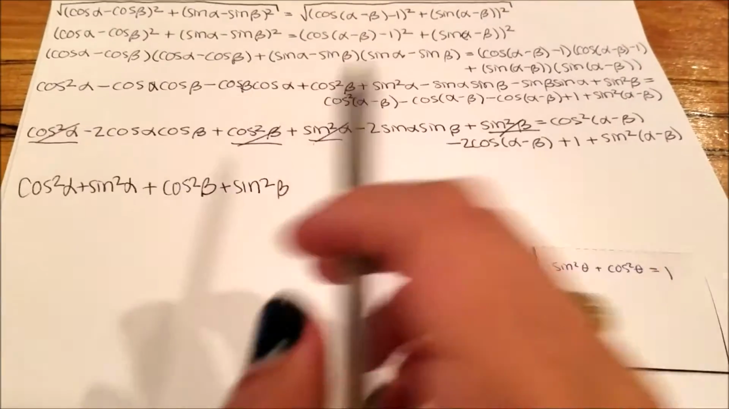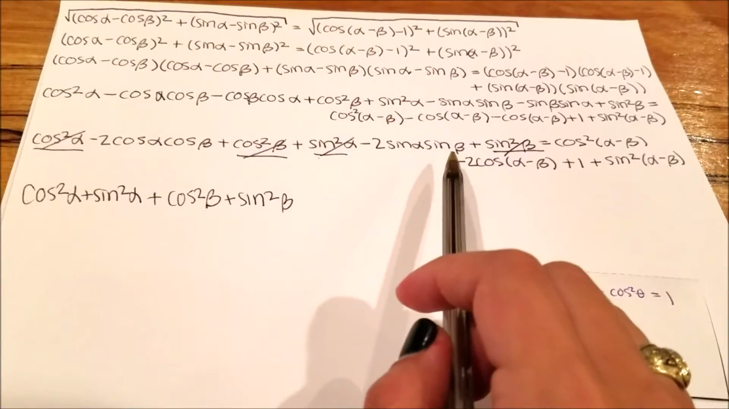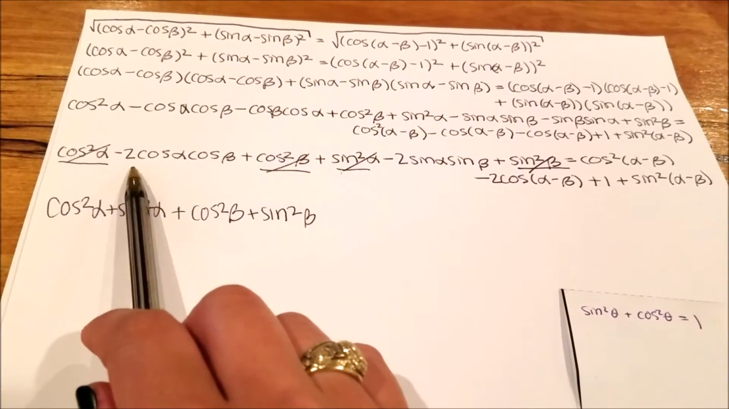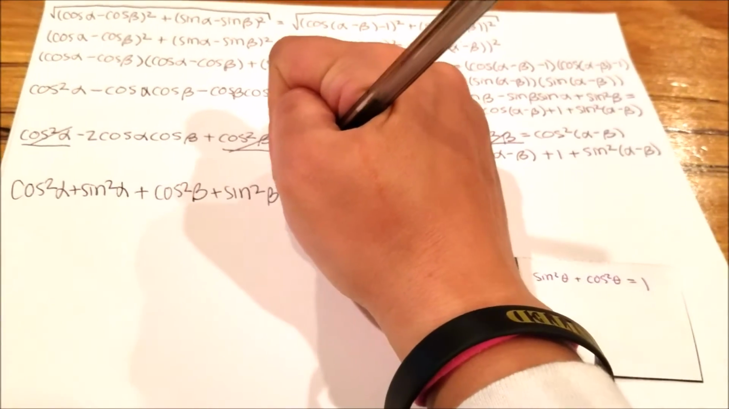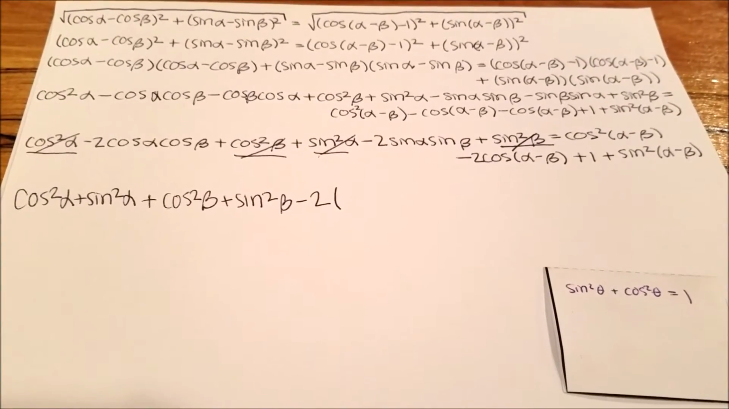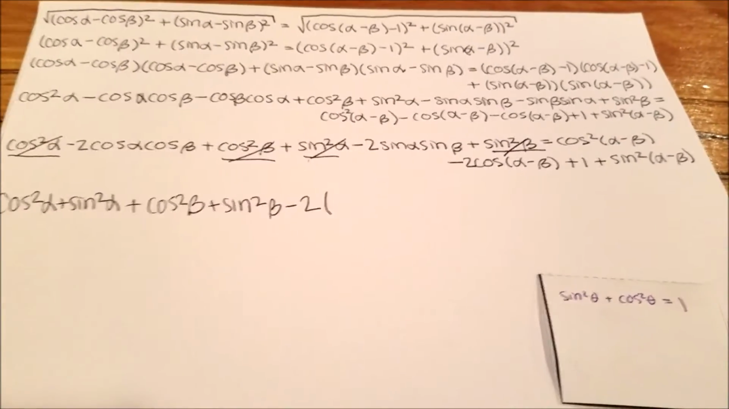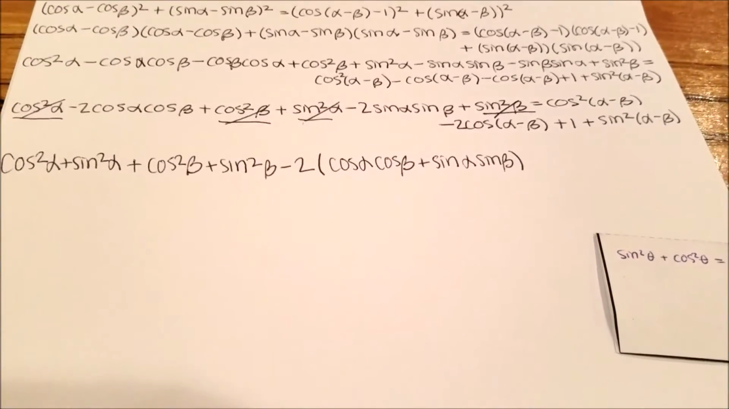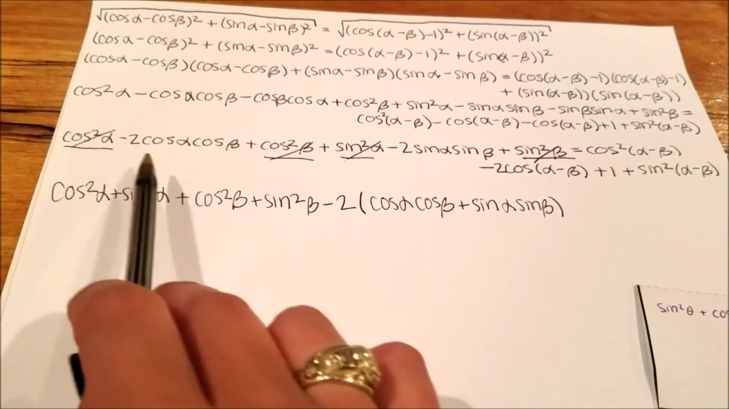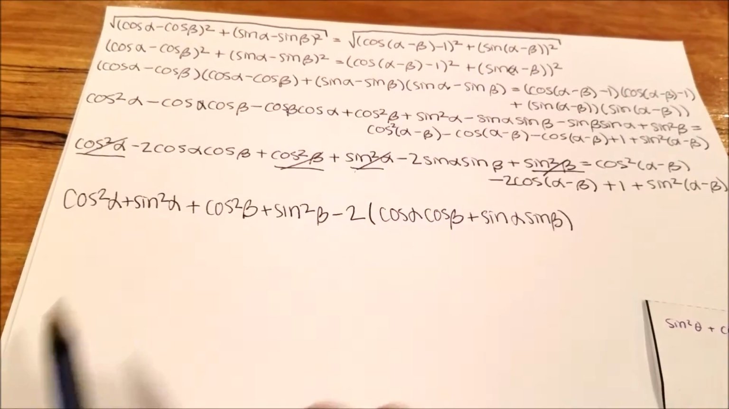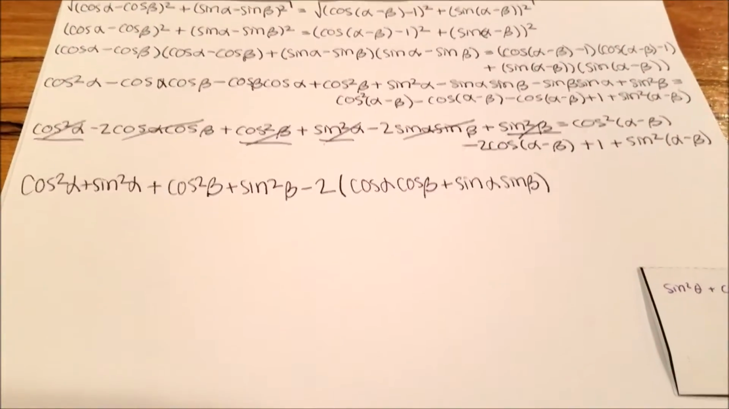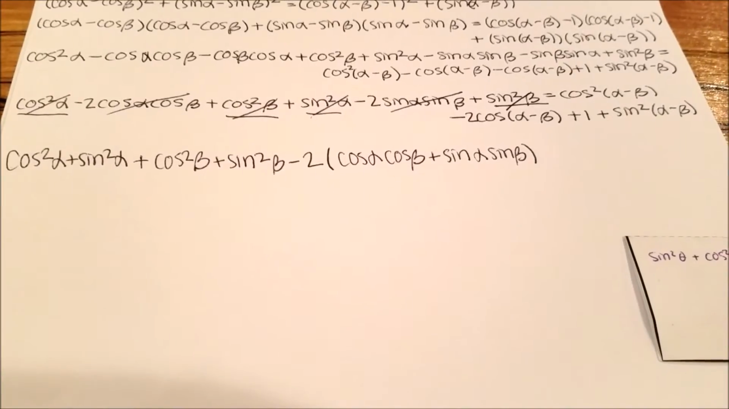If I look at the second two pairings, they both have a -2 as a coefficient in front. So what I'm going to do is write a -2, and then in parentheses I'm going to put cosine alpha cosine beta plus sine alpha sine beta. As you can see, if I were to distribute the -2 back into the cosines and the sines, I would get those two terms as my output. So now I'm done regrouping that side of the equal sign.